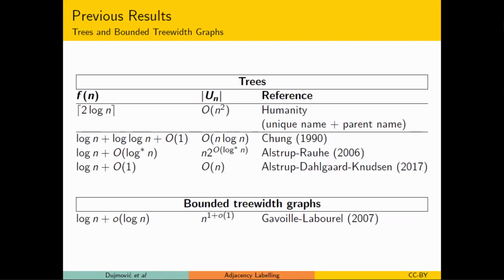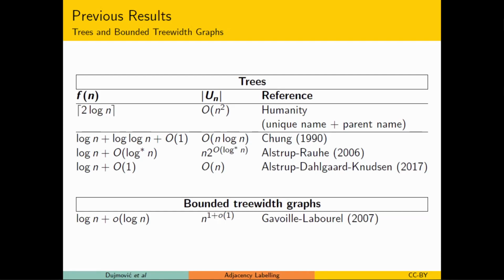This got picked up again in, let's say, 1990 by Fan Chung, who gave a labeling scheme in which the labels have length log n plus log log n plus a constant. The interpretation for universal graphs is you get a universal graph of size n log n out of that.